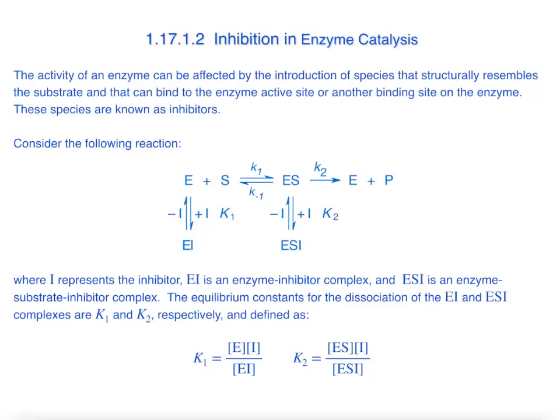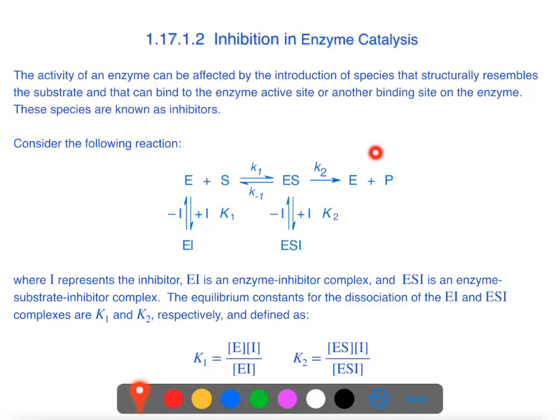So let's consider the following reaction. This scheme here is the same scheme we discussed in the previous video regarding Michaelis-Menten kinetics. The only difference now is that we're introducing two additional pathways in which the free enzyme can interact with an inhibitor to form an enzyme inhibitor complex, or the enzyme substrate complex can interact with an inhibitor to form an enzyme substrate inhibitor complex.